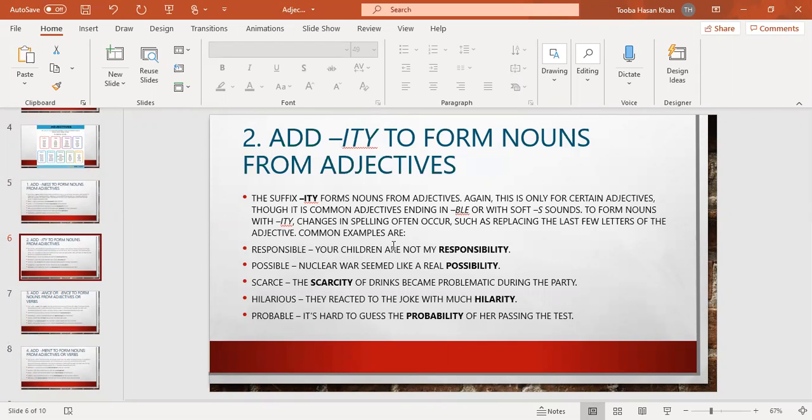For example, responsible, again ending with a ble, it will become responsibility. Possible becomes possibility. Scarce becomes scarcity. Scarcity means that something is lacking. There is a lesser quantity of the material. Hilarious, hilarity. Probable becomes probability.